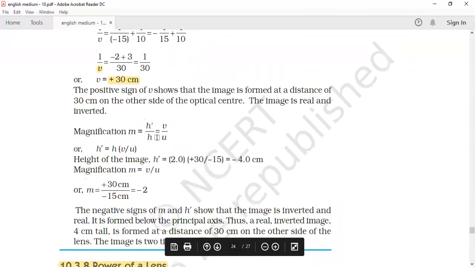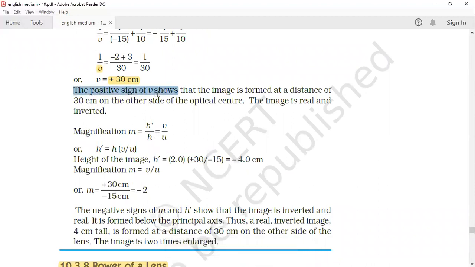Then after that we found the magnification. So the positive sign of v shows that the image is formed at a distance of 30 centimeter on the other side of the optical center. Means the image is real and inverted. So now here small m, we put the v and u values, and we found minus 2. Means the negative sign of m and h dash shows that the image is inverted and real.